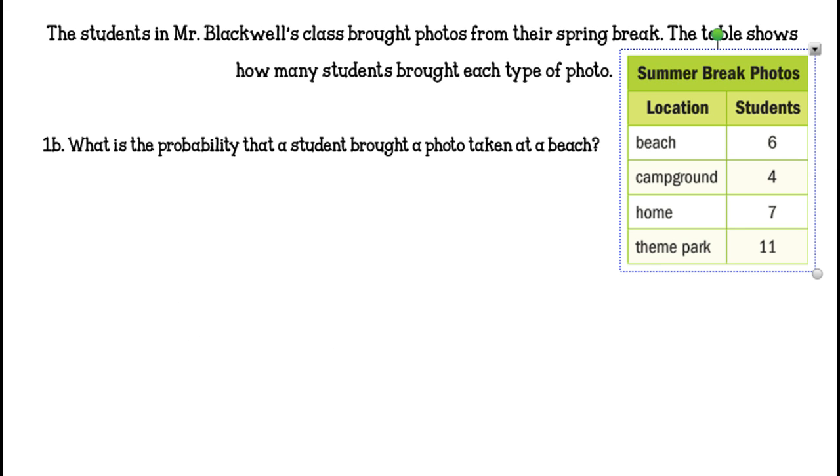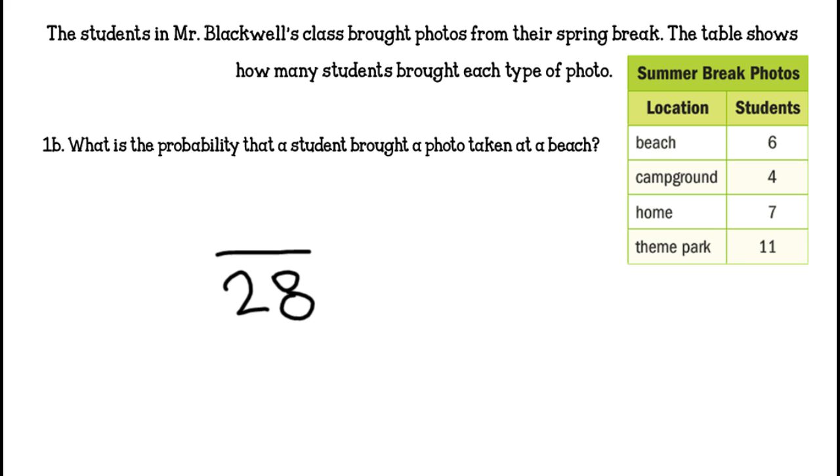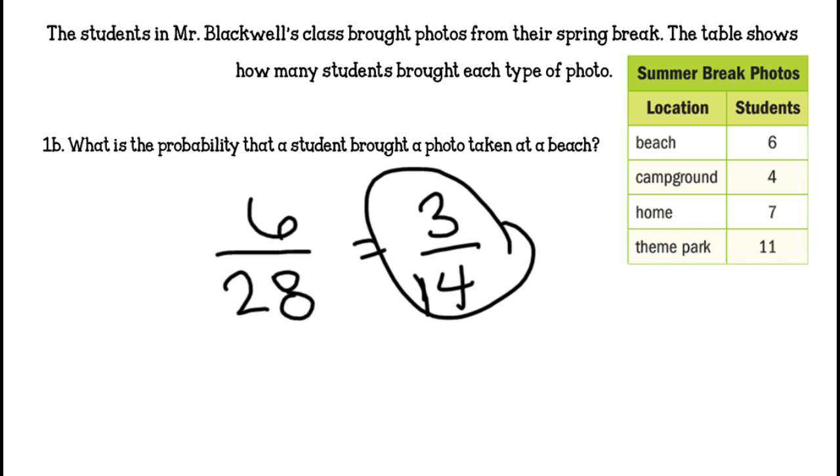Again, we're using Mr. Blackwell's spring break photos. 1B says, what is the probability that a student brought a photo taken at a beach? So again, there are 28 pictures total, and there are 6 taken at a beach. Now I know the 2 goes into both of those, so I can divide by 2, and when I divide by 2, I get 3/14. So 3/14, I circle it, and that's my answer.